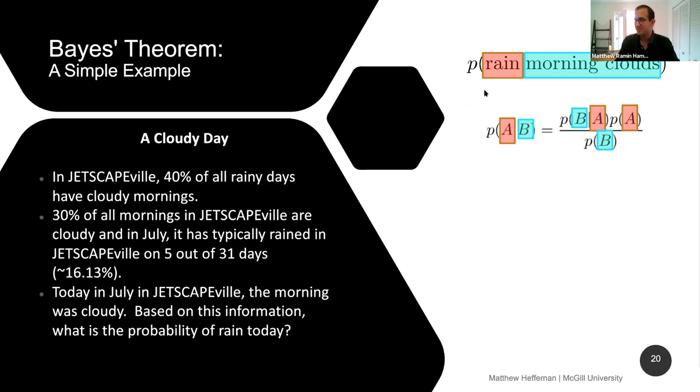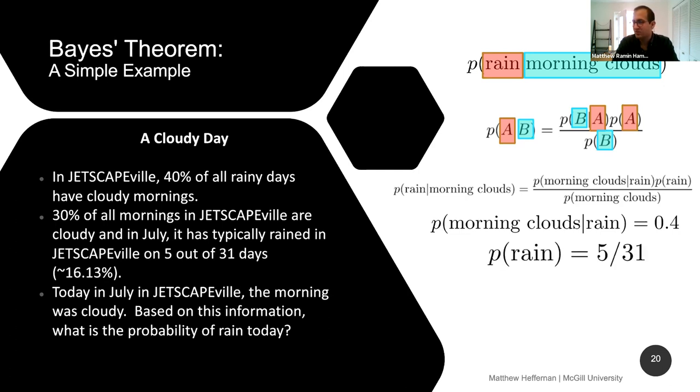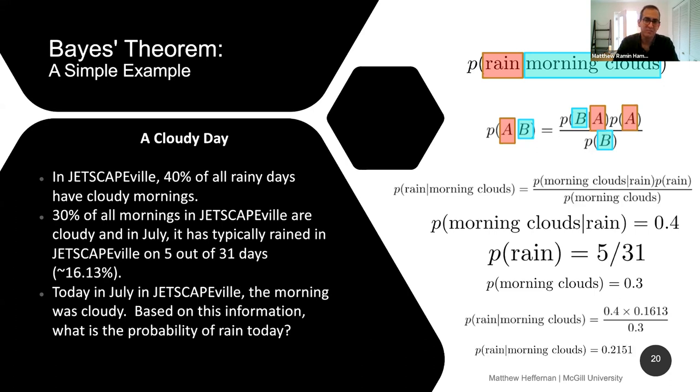And so I'm just going to walk through this to make it completely explicit. Given that identification I've just made, P of rain given morning clouds is P of morning clouds given rain times P of rain, divided by the probability of morning clouds. We know from the left-hand side here that the probability of morning clouds, given that it rains, is 40%. The probability of rain overall is 5 over 31. And the probability of morning clouds in July in Jetscapeville is 30%. Putting that together, you get 0.4 times 0.1613 all over 0.3, which gives you 0.2151.